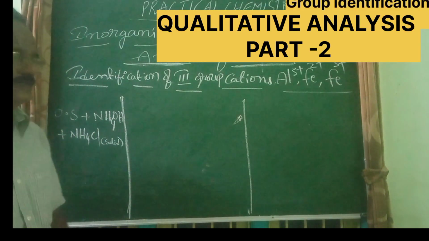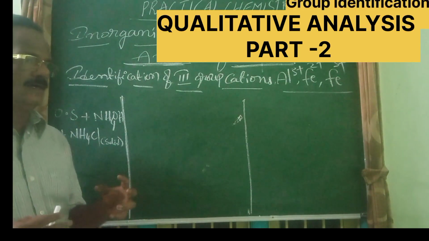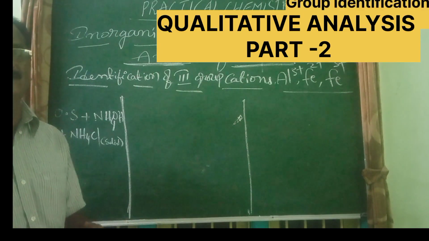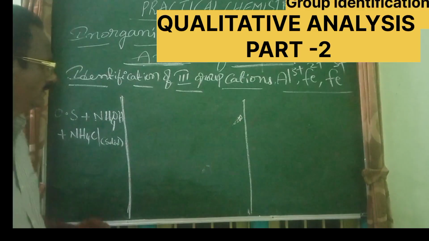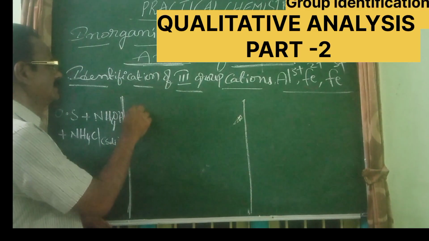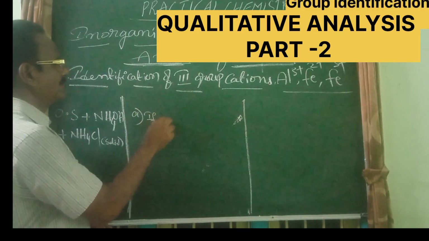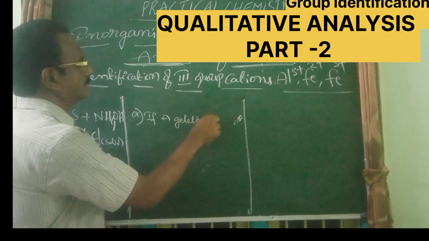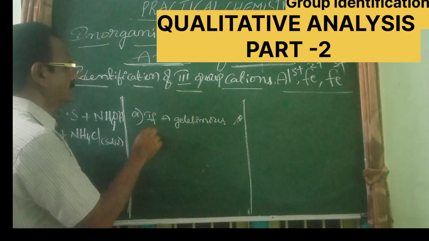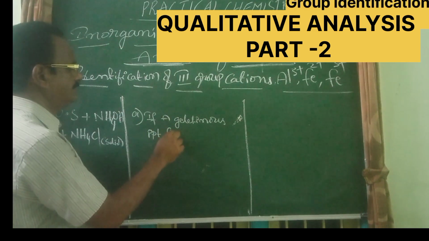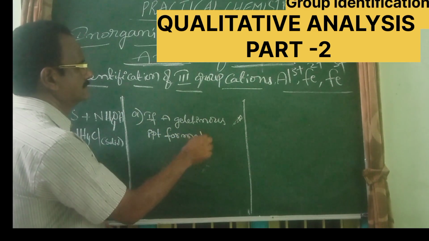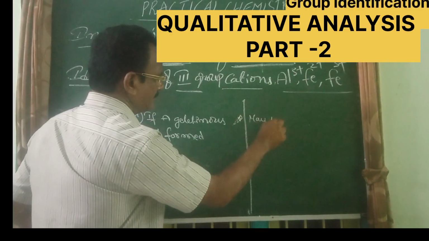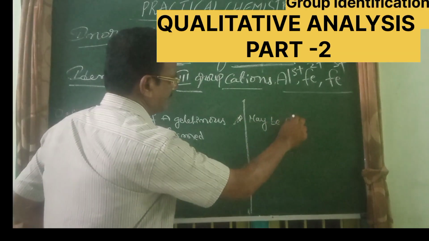So here let us see what type of observations one can expect if there is third group cations. If a gelatinous precipitate formed, maybe Al3+.